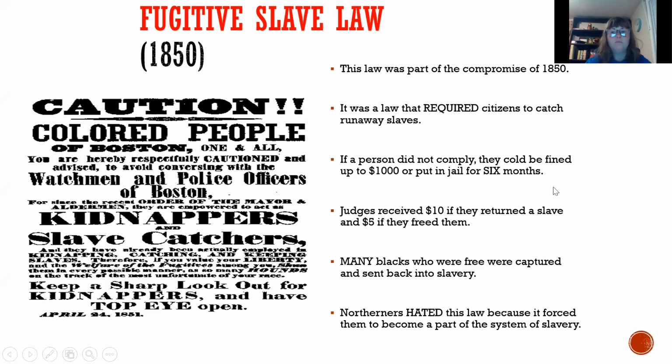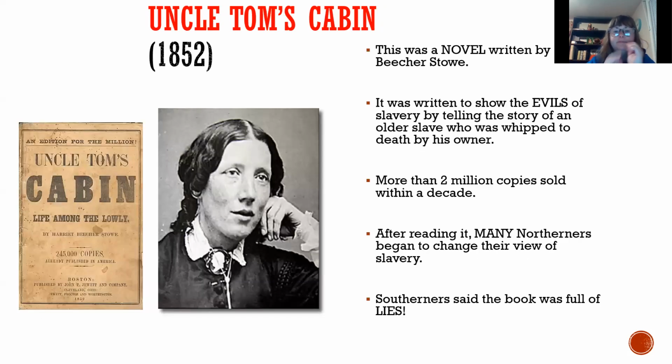All right, so we have the Fugitive Slave Law. This law was part of the Compromise of 1850. It was a law that required citizens to catch runaway slaves. If a person did not comply, they could be fined up to $1,000 or put into jail for 6 months. Judges received $10 if they returned a slave and $5 if they freed them. Many Blacks who were free were captured and sent back into slavery. Northerners hated this law because it forced them to become a part of the system of slavery, which was something that they were fighting so hard to get rid of.